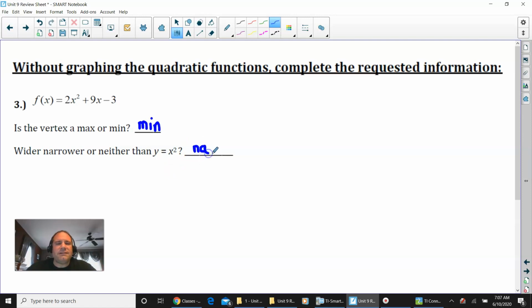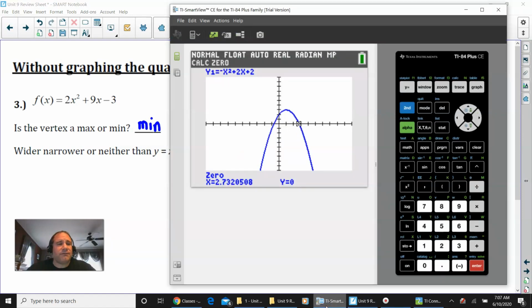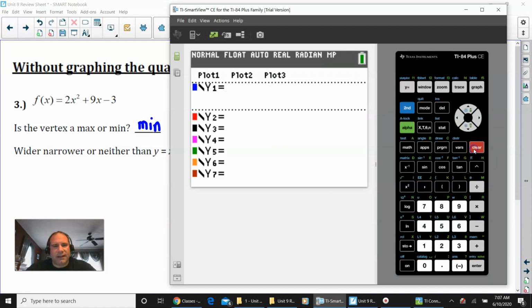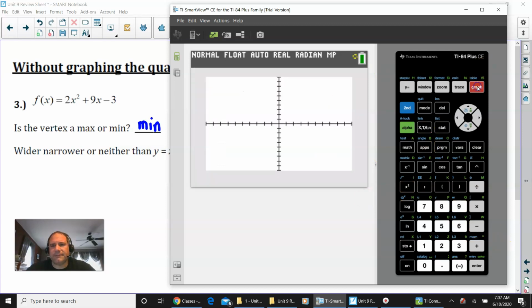I know it says not to graph it, but we are going to use that graphing calculator. Obviously we're not going to graph it, but always use the graphing calculator, even if you don't have to graph it. It's 2x squared plus 9x minus 3. And we're going to graph it. You could tell that that is a parabola that is opening up and it has a min.